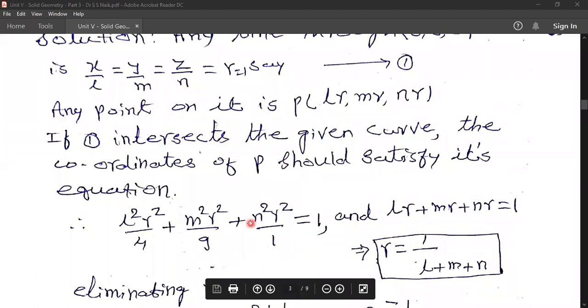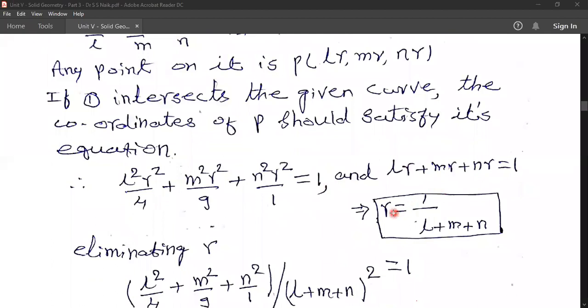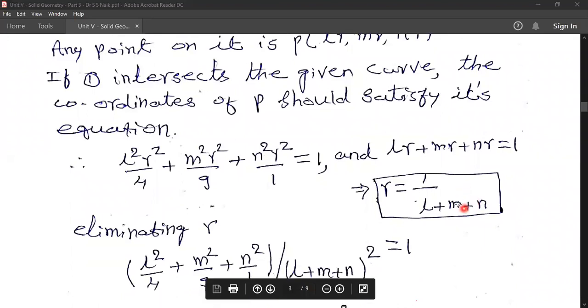And you are also given the equation of a plane, x + y + z = 1. That becomes lr + mr + nr = 1. From this you can find the value of r. Taking r common, on the right hand side it is given by 1 upon l + m + n. So r is equal to this value.